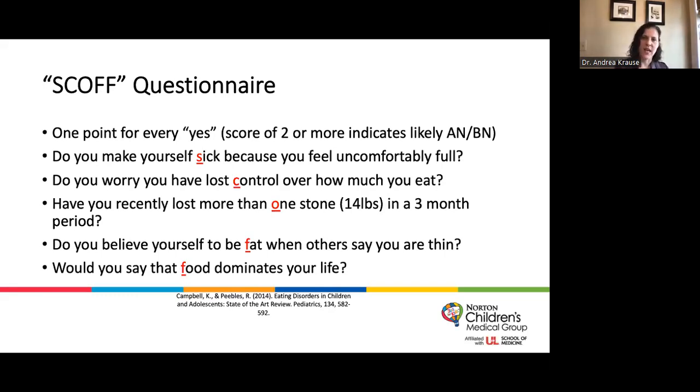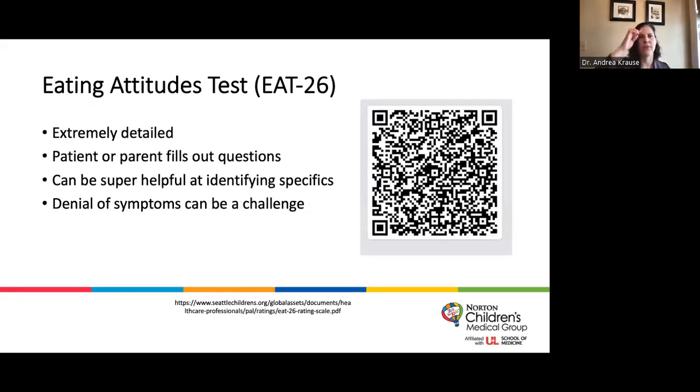Do you make yourself sick? Do you feel you have lost control over how much you eat? Have you lost more than 1 stone, which is British, 14 pounds in a 3-month period? Do you believe yourself to be fat when others say you are thin? That's very important. And would you say that food dominates your life?